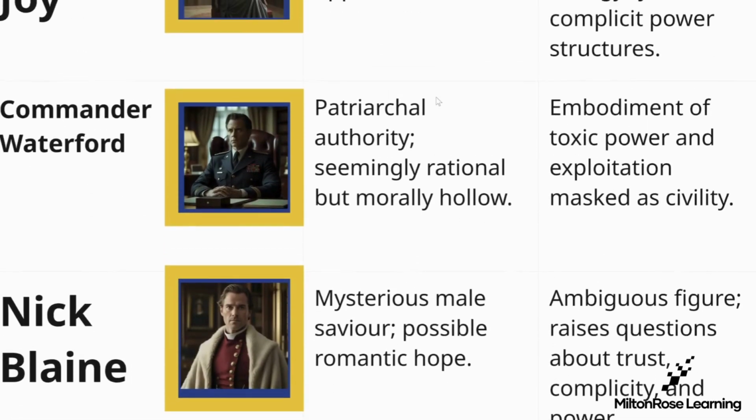Nick Blaine. So on the left, in a Reagan era reading, a mysterious male saviour, possible romantic hope, who knows. But in the modern era, we're a bit more cynical. He's become an ambiguous figure. He raises questions about trust, complicity, and ultimately power. Can we trust anybody? Can we truly know anybody, as our psychoanalytical interpretations get better in the modern era?